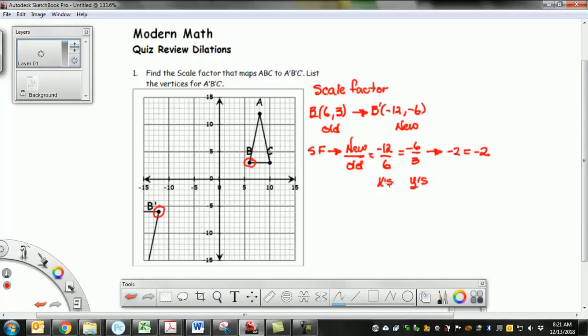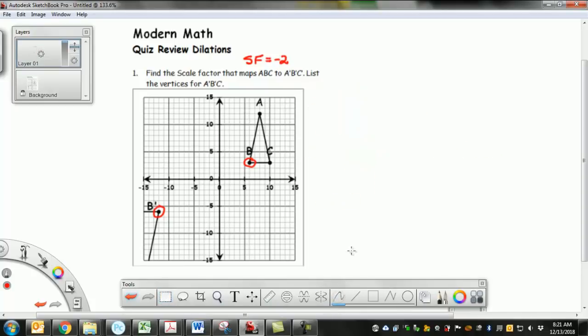Now if you simplify each one of those, -12 divided by 6 is -2, and -6 divided by 3 is also -2, so that is our scale factor. Now remember, a scale factor is multiplied to the original ordered pair of the old to give us the new. So to find the list of the new ones, all the A'B'C', we're going to take the scale factor and times it by the original ABC ordered pairs.